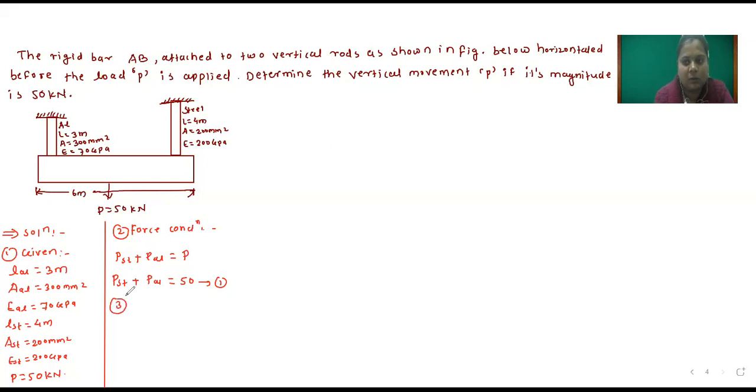Step 3 is... Sajia, why are you unmuting yourself? Please mute yourself.